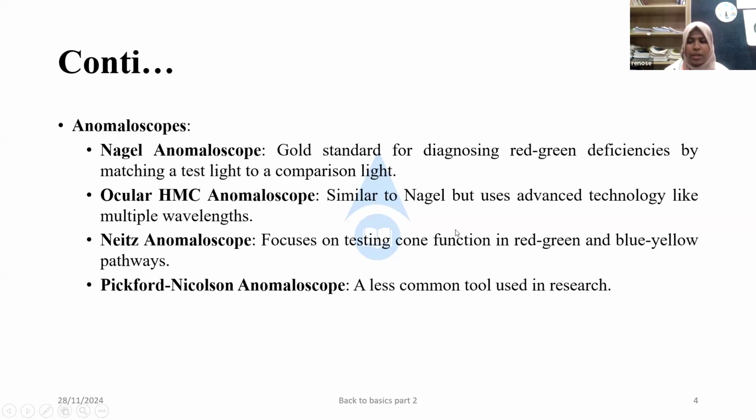Similar to the Nagel, but it uses advanced technology like multiple wavelengths. The Neitz anomaloscope focuses on testing the function of the red, green, and blue and yellow pathways. The Pickford Nicolson anomaloscope is a less common tool used in research.